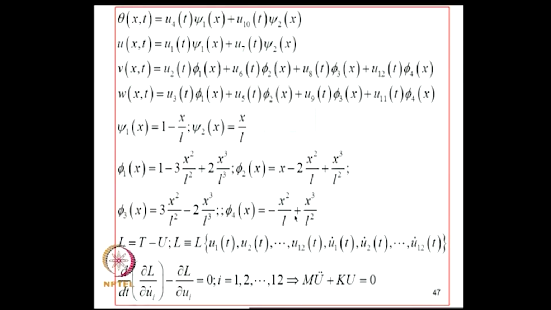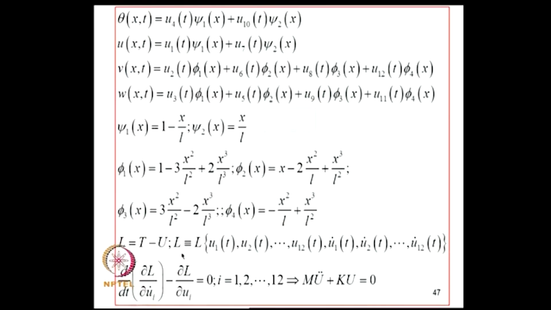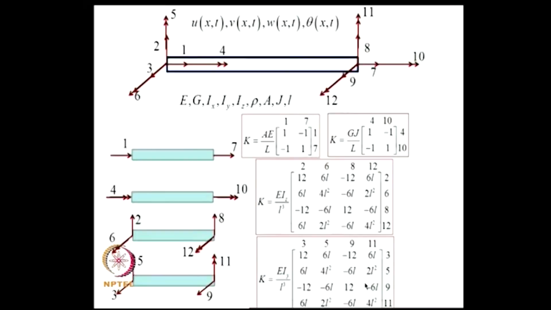So, now we can substitute these expressions into the expression for strain energy and kinetic energy, and we can form the Lagrangian. Now, the Lagrangian will be a function of u1, u2 up to u12, u1 dot, u2 dot and up to u12 dot. So, there are 12 degrees of freedom. So, we need to run the Euler-Lagrange equation for i running from 1 to 12, and that leads to the equation M u double dot plus K u equal to 0.